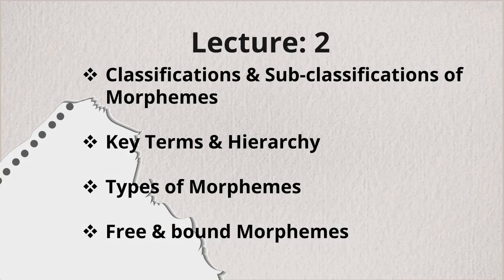In this lecture, we'll explore how morphemes are classified and subclassified in English. Understanding this hierarchy helps us see how words are structured and how meaning is built. Then we look into the major types of morphemes, free and bound. This distinction shows which forms can stand alone and which must attach to others. Together, these classifications form the foundation of how words are built in English and how their meanings are shaped through structure.